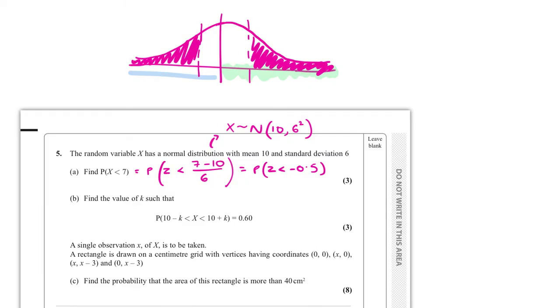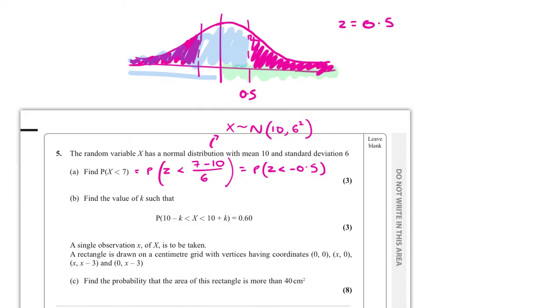so I look on my table and I look at z equals 0.5, and then to find this little bit, because of symmetry, I want this bit, but remember when I look up this positive 0.5 here, it's going to give me all of this bit, isn't it? So I'm going to do my 1 minus.